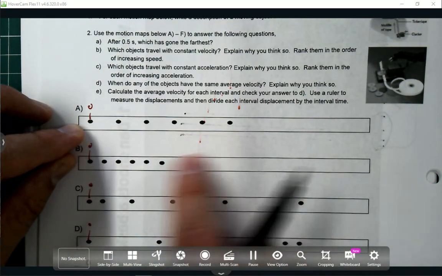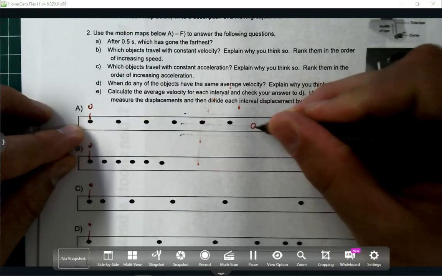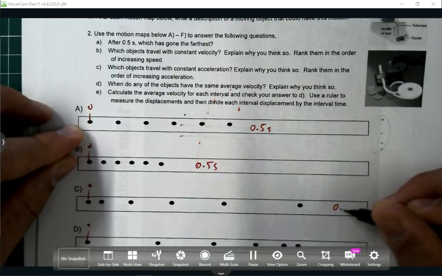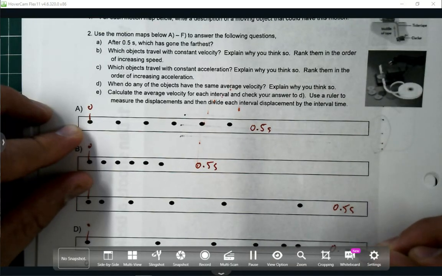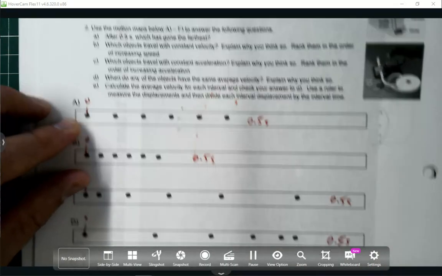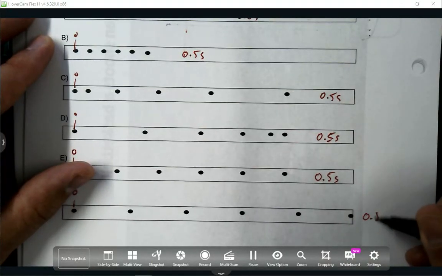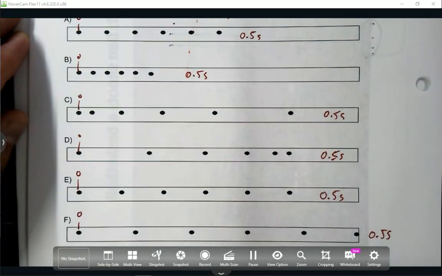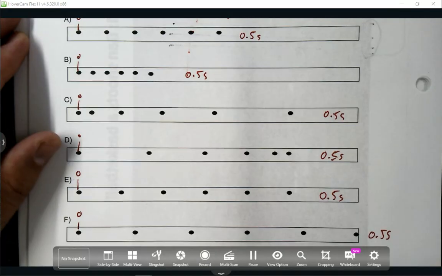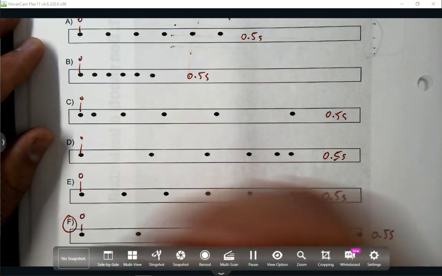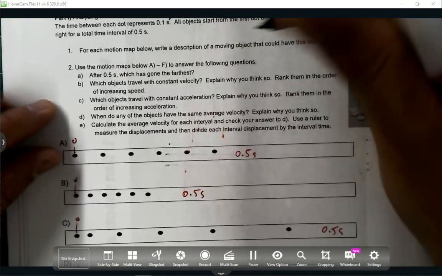All right, so question A says, after 0.5 seconds, so 0.1, 0.2, 0.3, 0.4, 0.5, and you guys can do your counting, all of these occurred over the course of 0.5 seconds. So I'm just going to write 0.5 seconds on each of them because they all took a total time of 0.5 seconds. So after 0.5 seconds, which one has gone the farthest? Somebody shout it out. Which letter? Watch your language. What is it? F? All right. So we're going to say F went the farthest. I'll make a little note of that.